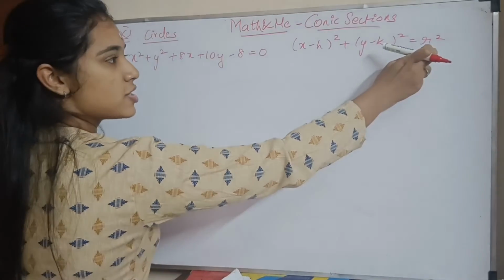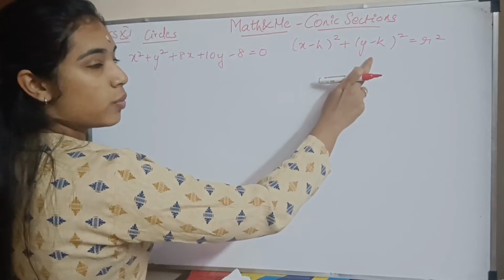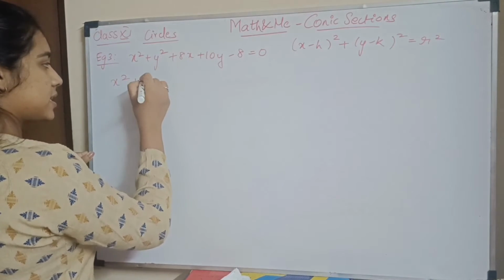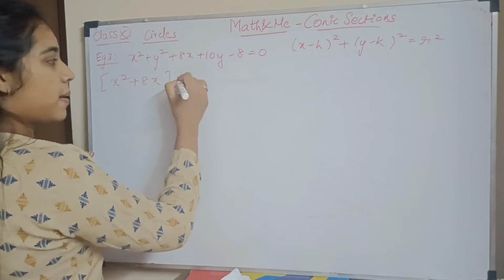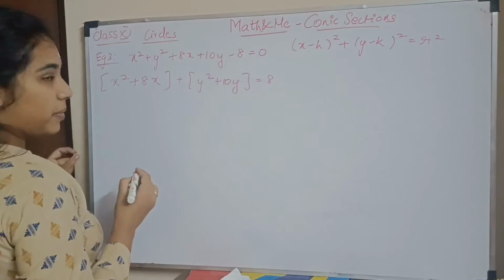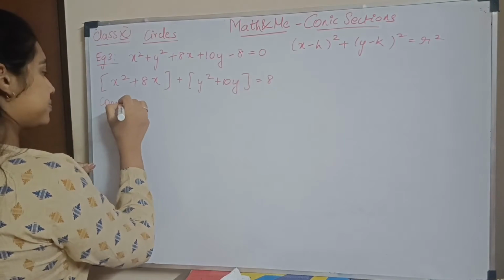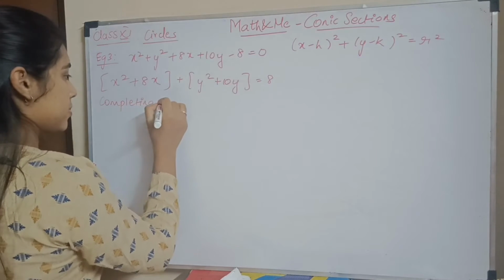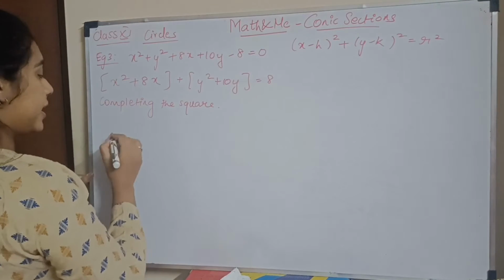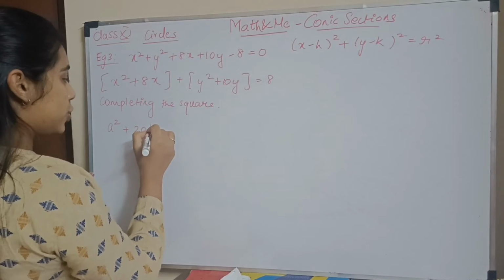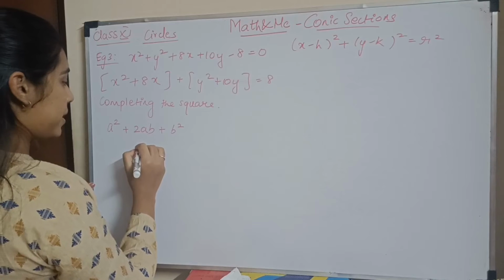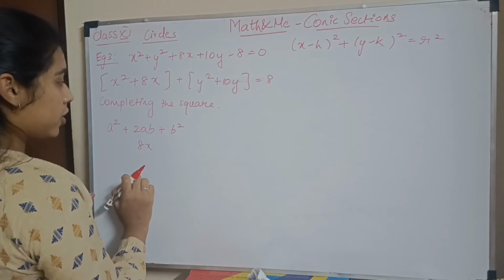I am taking the constants to the right, and the terms which have x and y I am going to retain on the left side. So I have x square plus 8x plus y square plus 10y equals 8. Now, by using the method of completing the square, what do I have? I have a square plus 2ab term. What is my b square? I don't know. What is my 2ab? My 2ab is 8x.